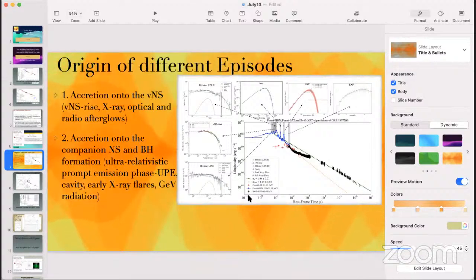Okay, now let's look at the new neutron star. The accretion of the supernova onto the black hole gives these two emissions, the UPE phase and the JEV radiation.